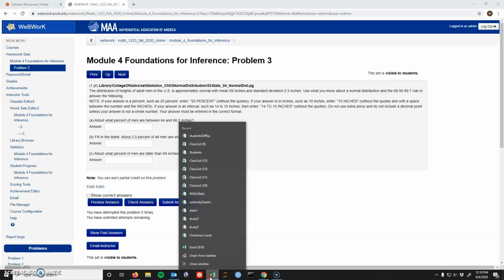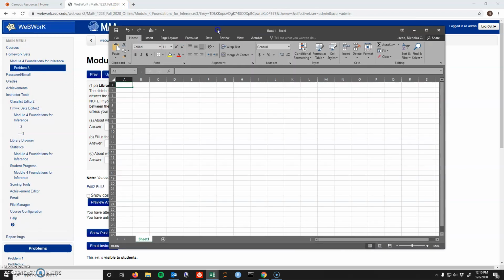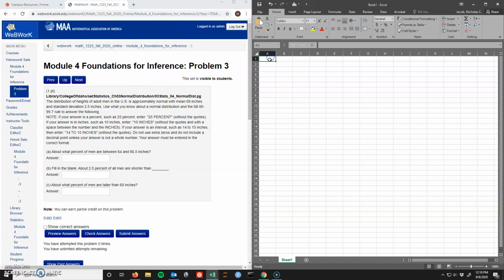So let's get ourselves a new workbook here in Excel, since I love my Excel so much. And I'm going to go ahead and think about what it means to be normally distributed with a mean of 69 and a standard deviation of 2.5. So 69 inches in height, 2.5 is my standard deviation. When we talk about being normally distributed, with that as the mean and the standard deviation, what we really mean is that it follows this rule, 68, 95, 99.7.